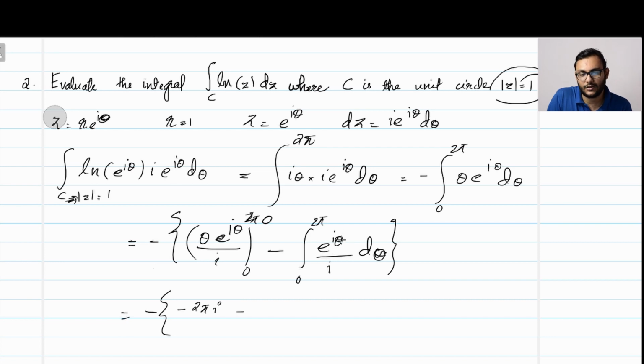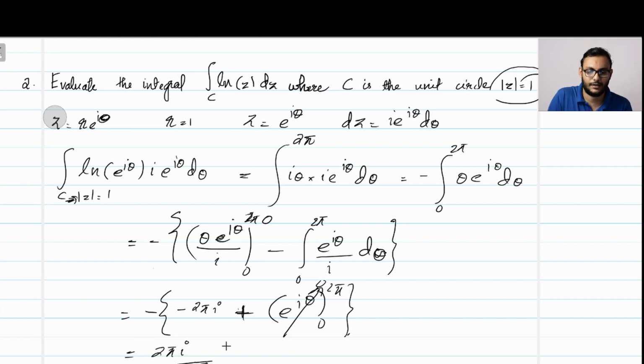It will be e^{iθ}/i again, that will become a plus value, plus e^{iθ} to the limit 0 to 2π. So, if we substitute, e^{2πi} will be 1, minus e^0 is also 1. So, this term will cancel out, and the final answer is minus minus plus, that is 2π i. Thus, this integral over C of log z dz, where |z| = 1 is the contour, the result will be 2π i. I hope you got the idea. Okay.